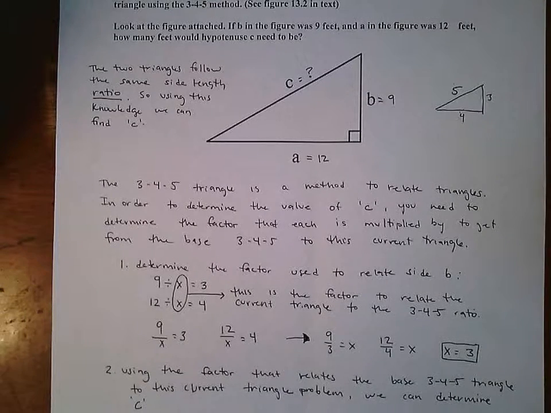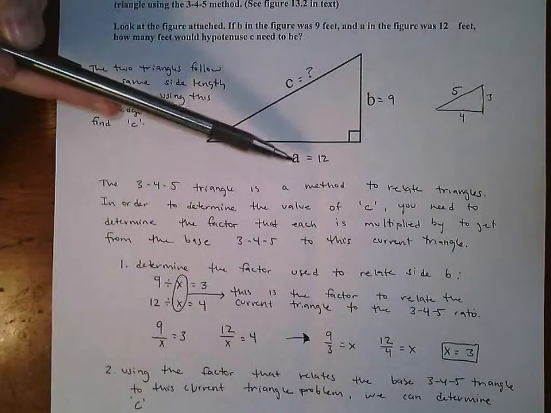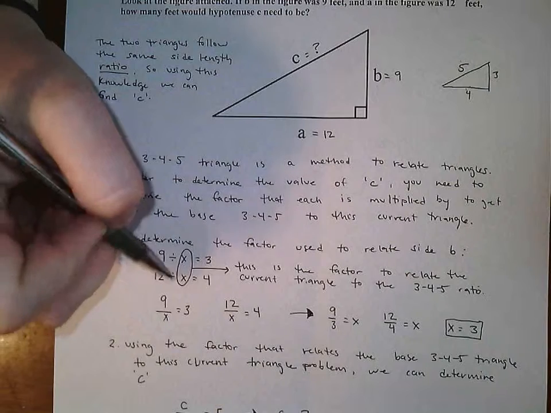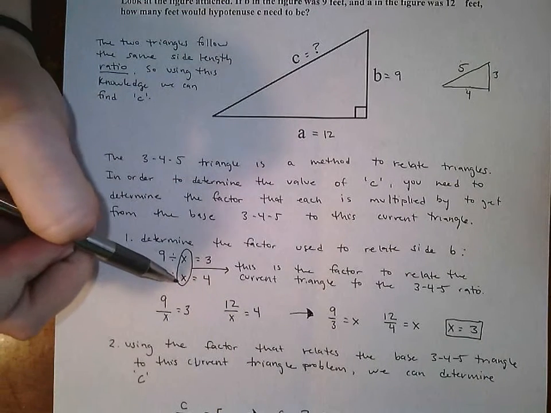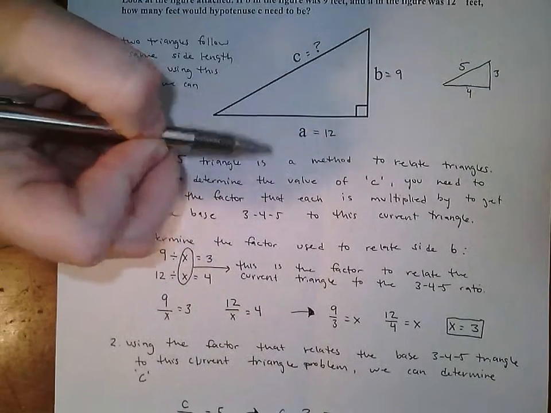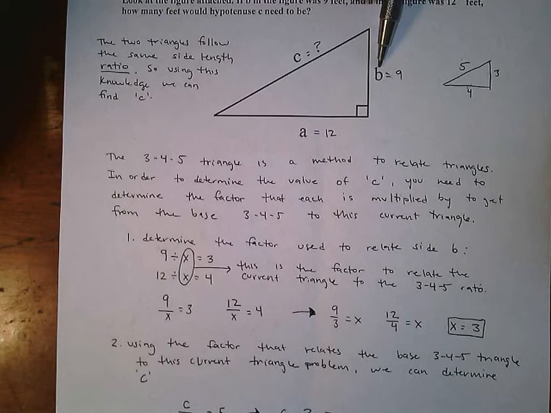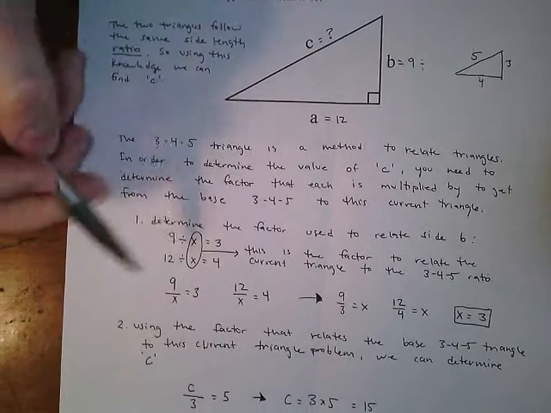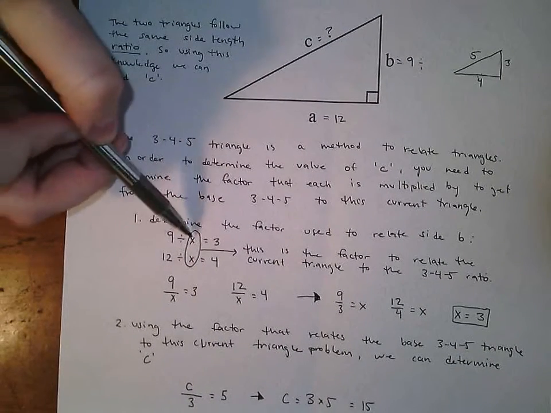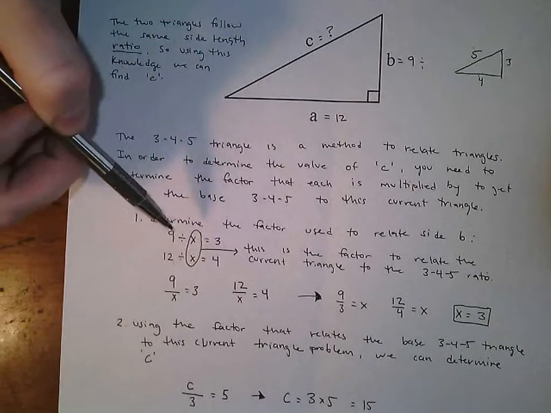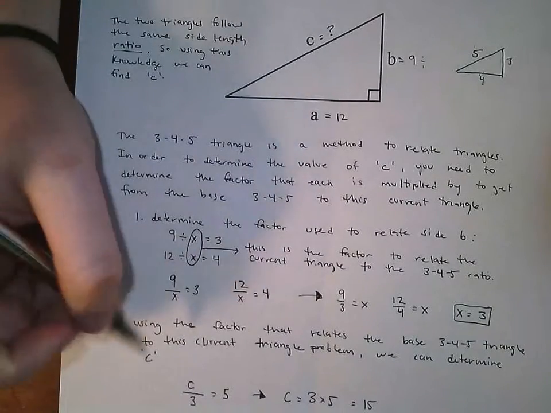Alright, so in this case, our b is 9, our a is 12, and we don't know what c is. The 3-4-5 triangle method is just asking what is the factor that relates these sides. So in this case, b is 9, so what would you have to divide this by to get to 3? And then similarly, what would you have to divide 12 by to get 4? I'm going to take this one at a time.